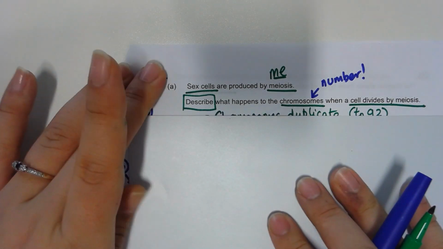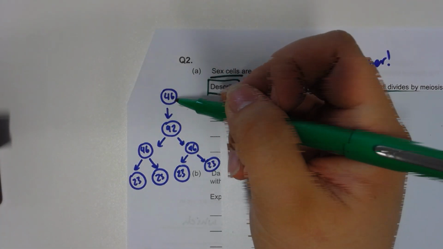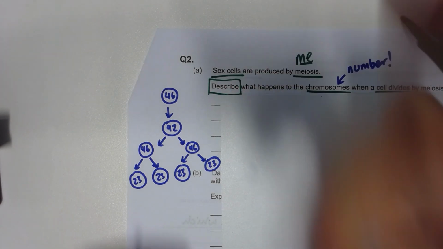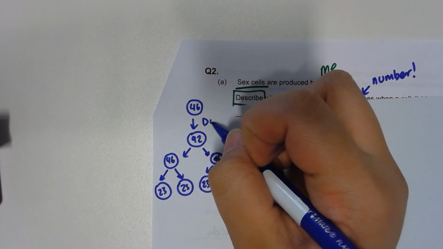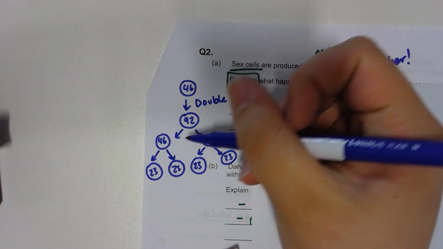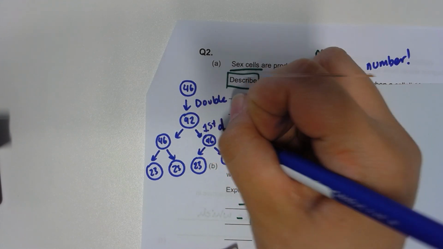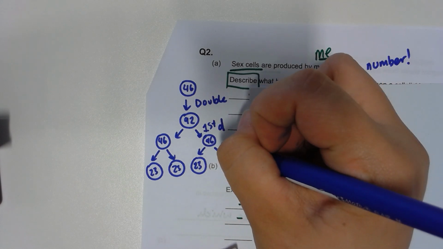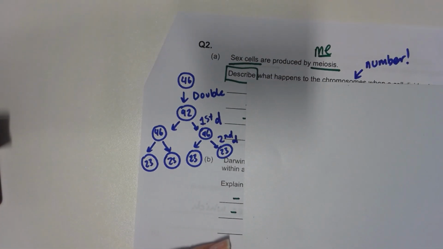So on the side here, I've drawn a little picture of what happens. In meiosis, you start off with 46 chromosomes. The first thing that happens is duplication. It doubles up into 92. There are 2 divisions. The first division makes 2. And then the second division, which is over here, makes 4 different gametes.